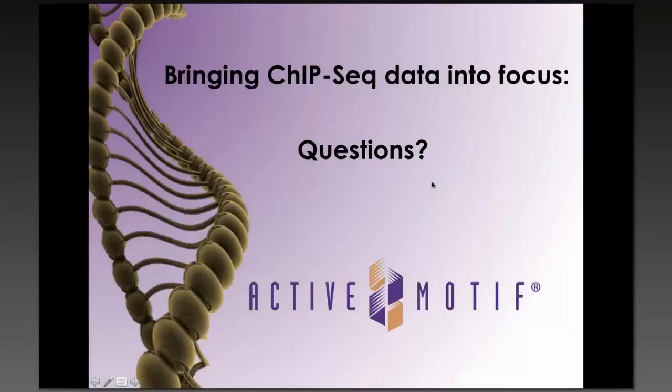A services-related question here. If you add in spike and control to a service, does that add cost? Does Active Motif add extra cost for that if they're doing ChIP-Seq with you? No, our goal is to get people answers that are accurate, and if it takes spike-in to do that, that's just included in what we do.